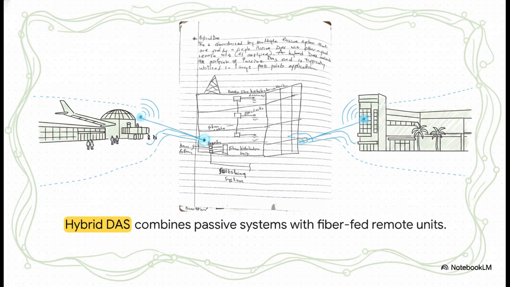And then we have hybrid DAS, which, as the name implies, combines elements of both. It features multiple passive systems that are fed by a single passive DAS via fiber-fed remote units equipped with amplifiers. Basically, a hybrid DAS perfectly extends the footprint of a purely passive system, making it the go-to architecture for massive, large footprint applications. Think sprawling shopping complexes or international airports.